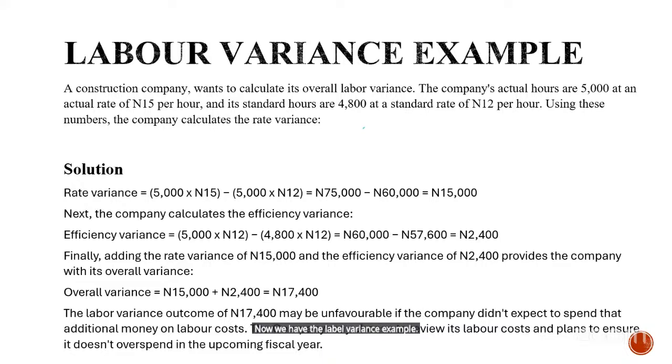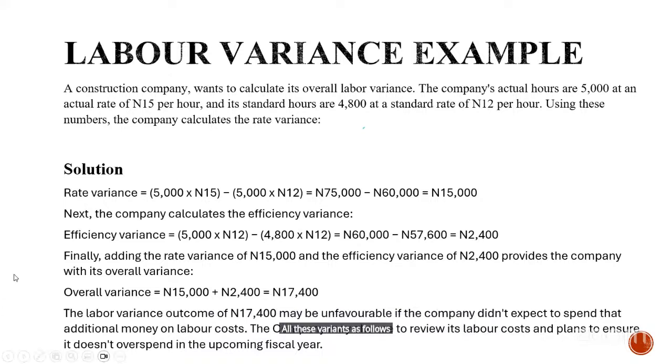Now we have the labor variance example. A construction company wants to calculate its overall labor variance. The company's actual hours are 5,000 at an actual rate of 15 naira per hour, and the standard hours are 4,800 at a standard rate of 12 naira per hour. Using these numbers, the company calculates the variance as follows.